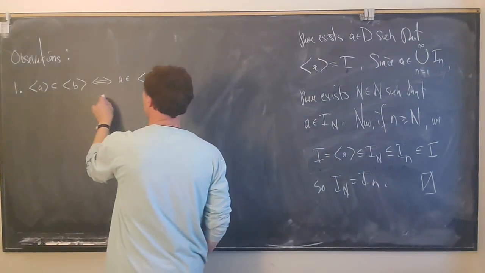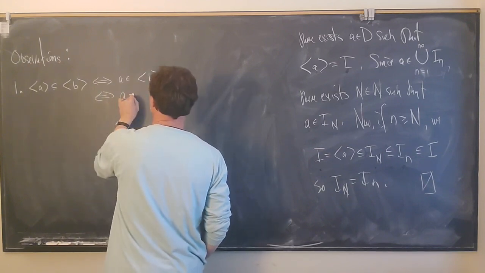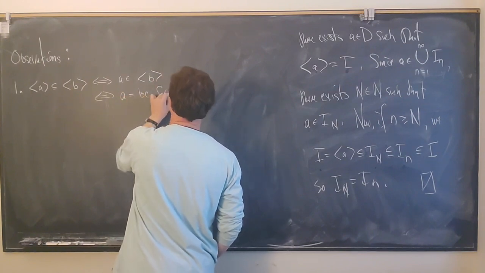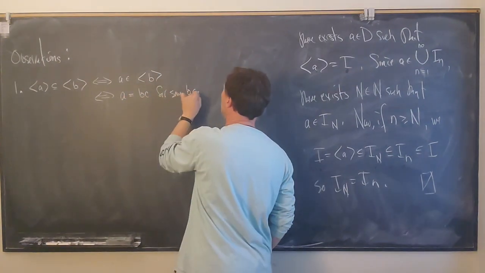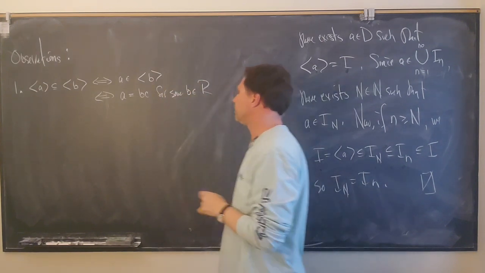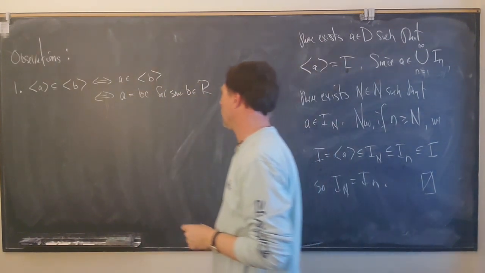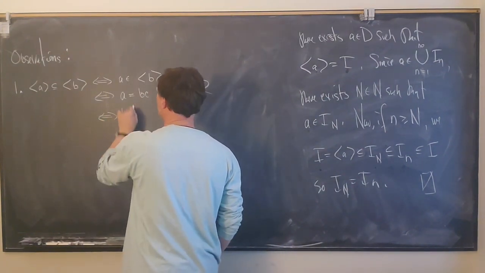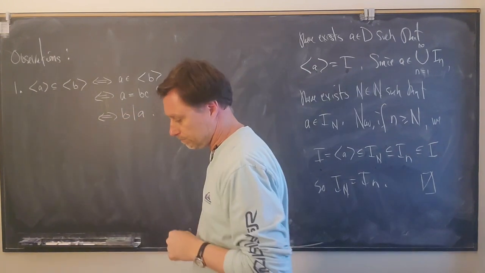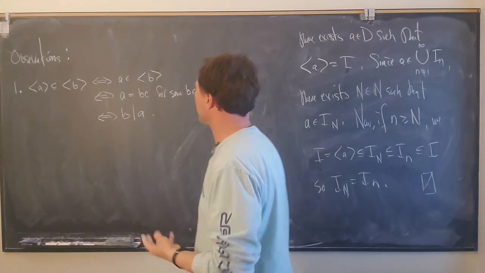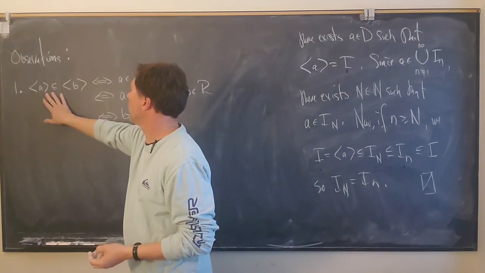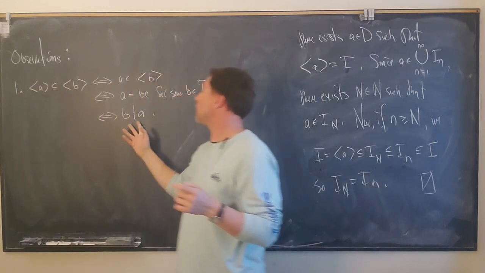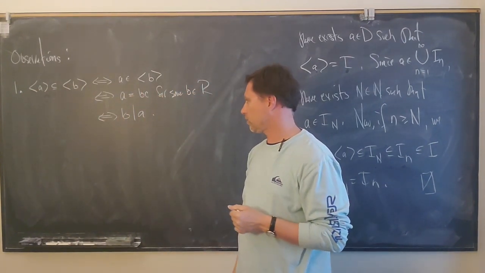Which is true, right? This is if and only if A is equal to, say, BC for some C in whatever ring we're working in, right? If and only if, so what does this mean? If and only if B divides A. So here's a sort of characterization, right? Containment of ideals, I think I did say this last time, containment of ideals is equivalent to divisibility in a ring.